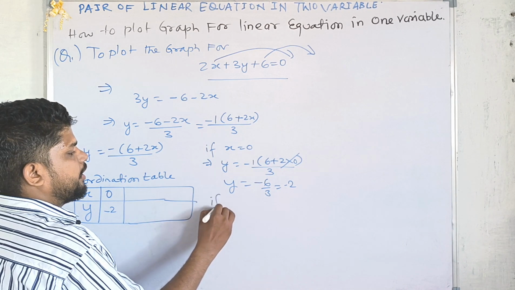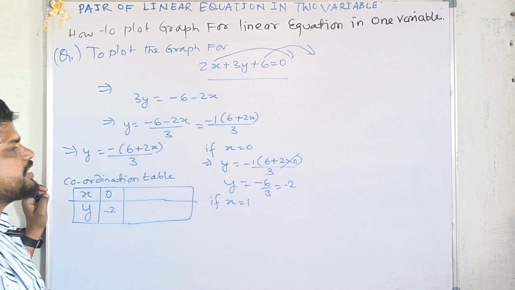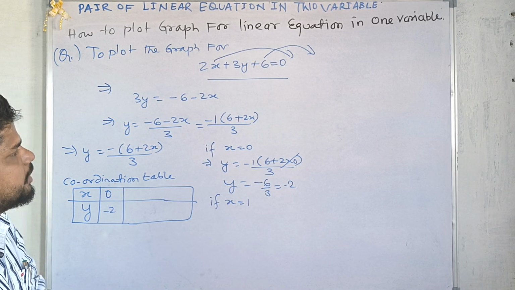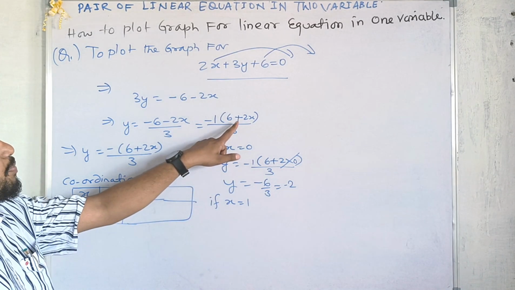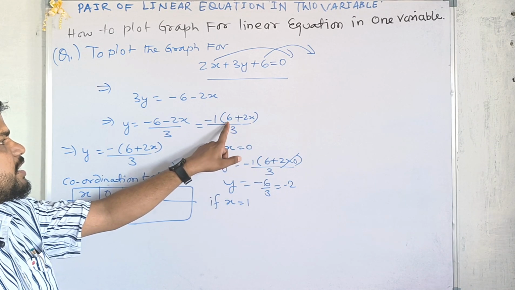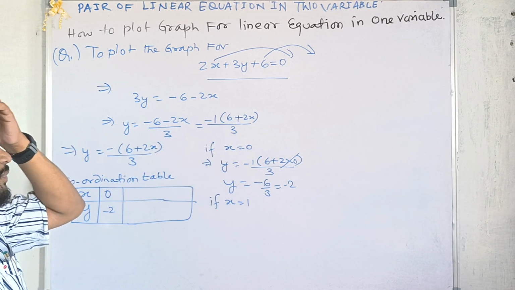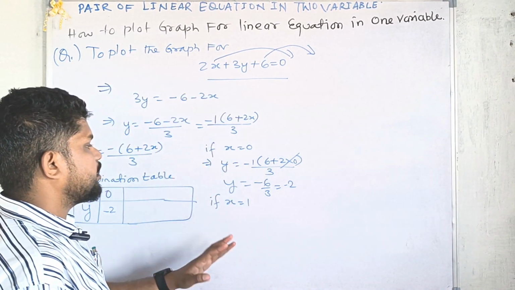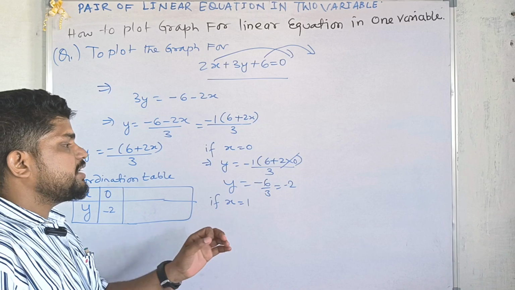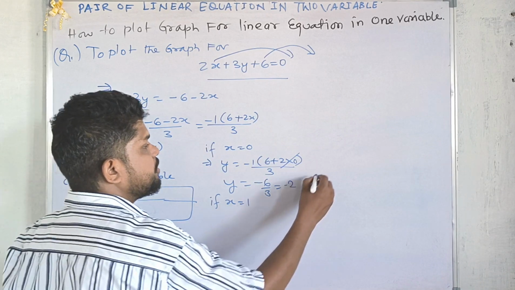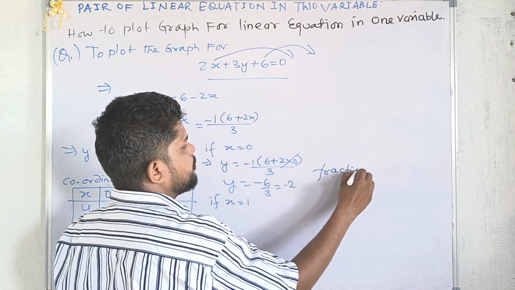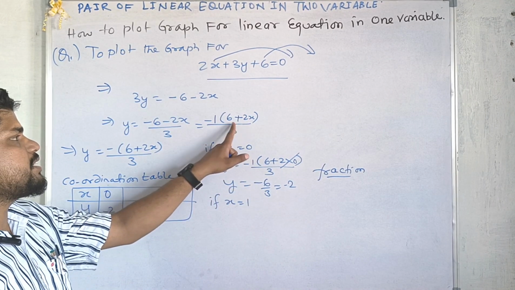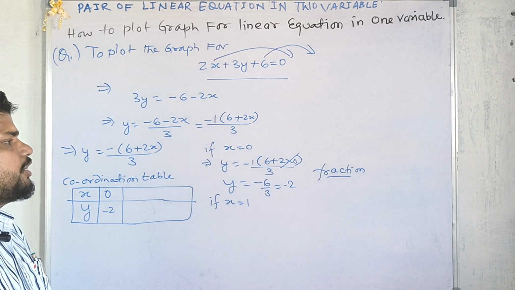If x is equal to 1, let's just check. If I put the value of x equal to 1, I will get -(6 + 2 into 1), that is 6 plus 2 is 8, so -8 by 3. Here, dear students, we generally try to avoid the fraction term. Fractions we should avoid. Okay. So if I put the value of x equal to 1, this will be -8 by 3, which is a fraction.